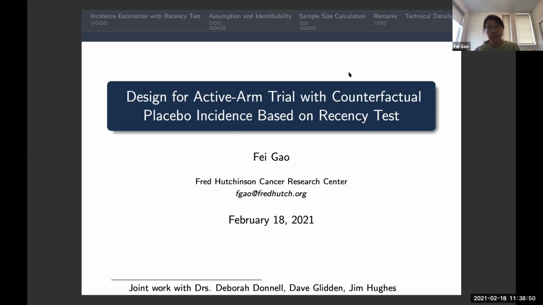Today I'm going to present an alternative approach to come up with a counterfactual placebo, that is, to use this recency test. This is joint work with Deborah and Jim, who are from the Fred Hutch, and also David Glidden, who is from UCSF.